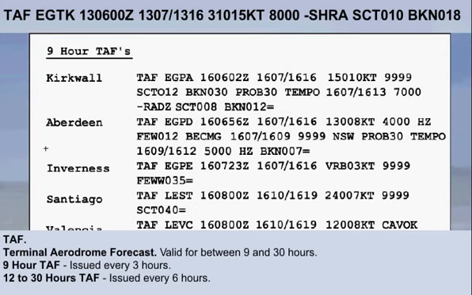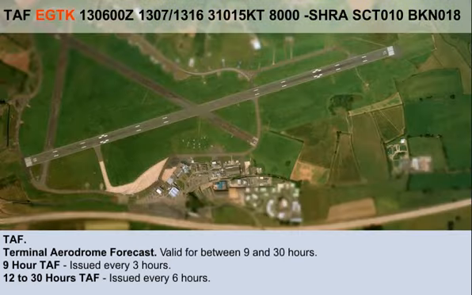Shown here are examples of TAFs for various aerodromes. The first obvious difference is that the reported identifier is now TAF, not METAR. The ICAO location indicator of the airfield issuing the report is the same as that for the METAR. Again, we use Oxford Airport.